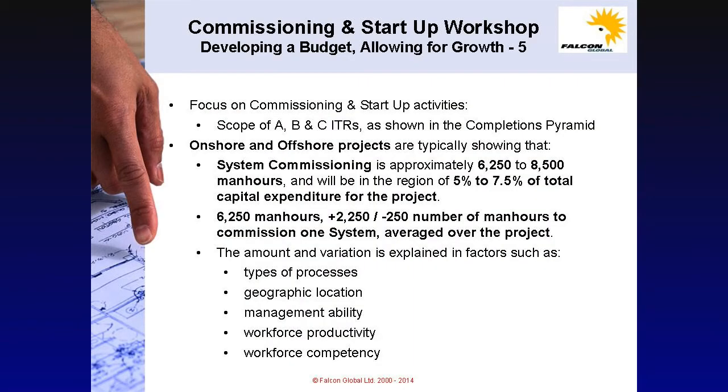For onshore and offshore projects, I am currently showing that system commissioning is approximately 6,250 to 8,500 man-hours per system, and this will represent between 5 and perhaps 7% of the total capital expenditure for the project. The huge variation of 6,250 plus 2,250 minus 250 can be explained by a number of factors such as types of processes, industry, geographic location, management ability, workforce productivity and workforce competency.